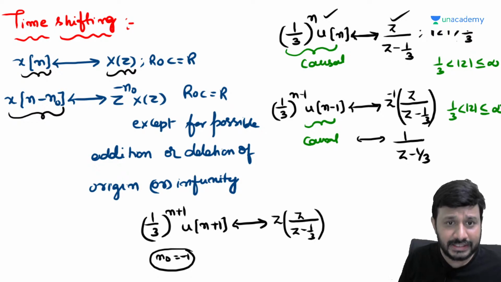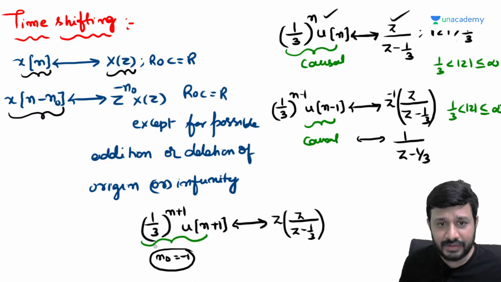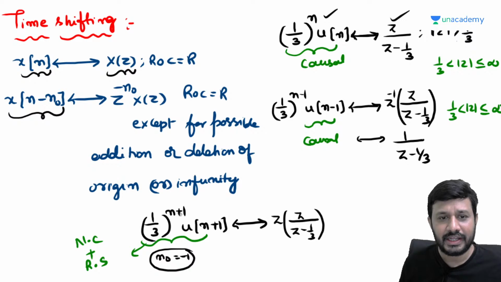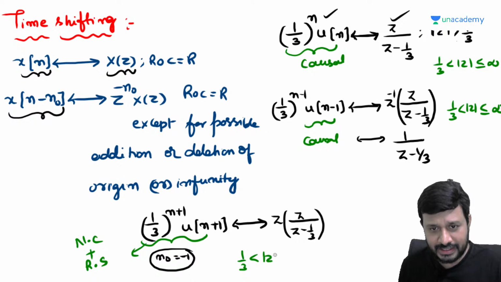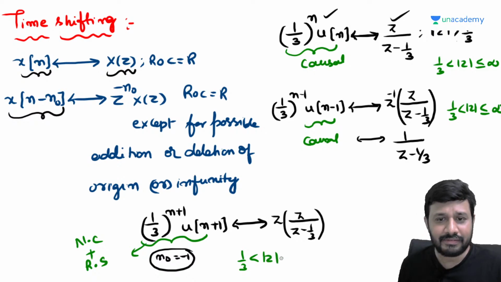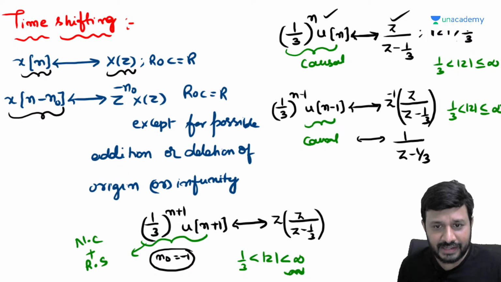But if you observe the nature of this signal, what kind of signal is this one? U of n plus 1 means it exists from minus 1 to infinity. So this is non-causal right-sided. Yesterday we have seen that if the signal is non-causal and right-sided, what is the ROC? Definitely mod z is greater than 1 by 3, but it will not include infinity. So in this case, infinity is removed.